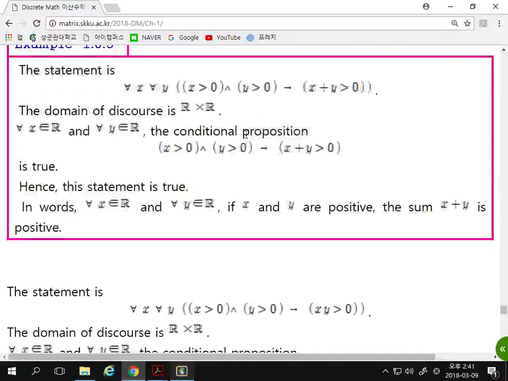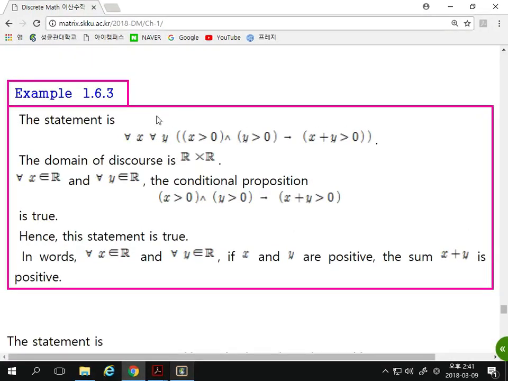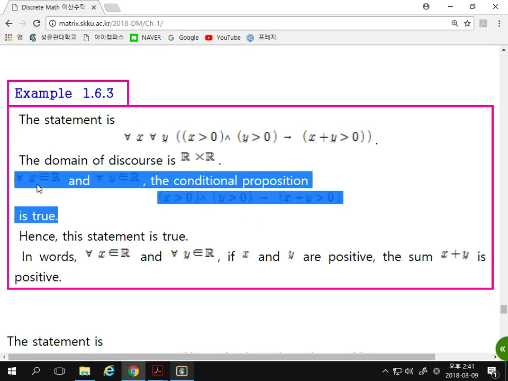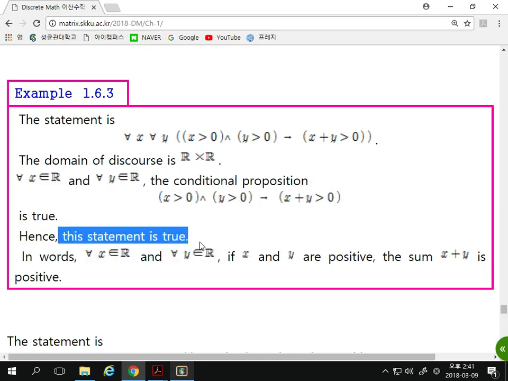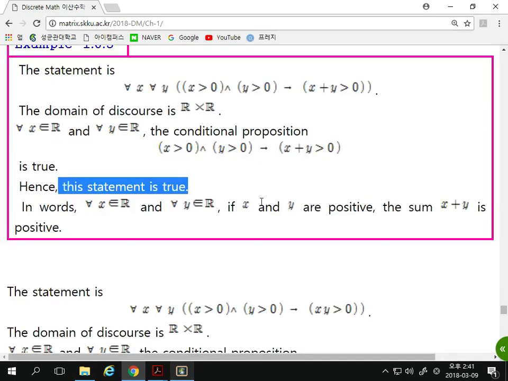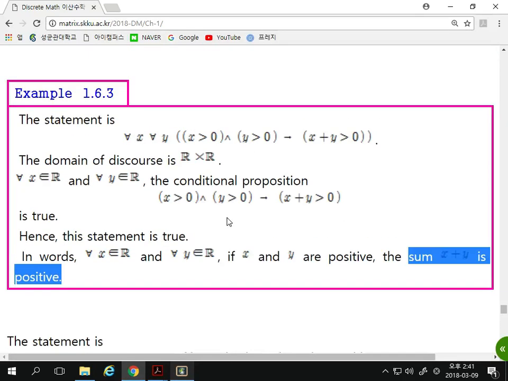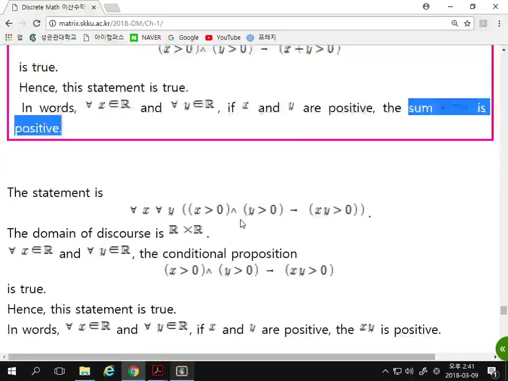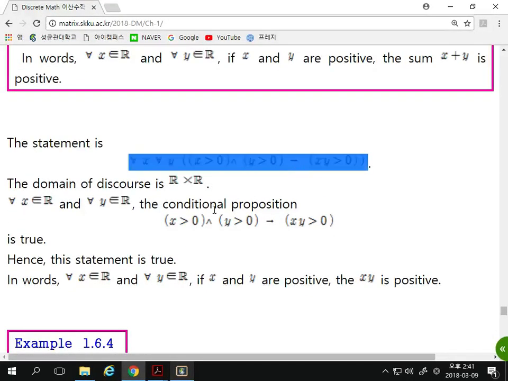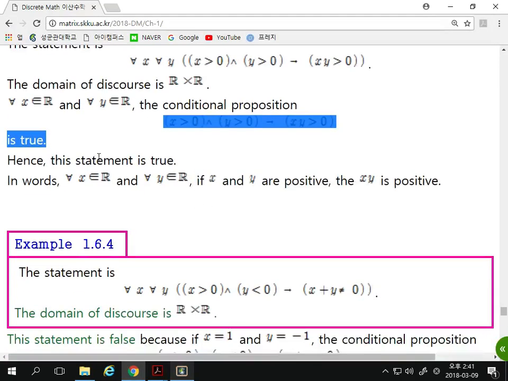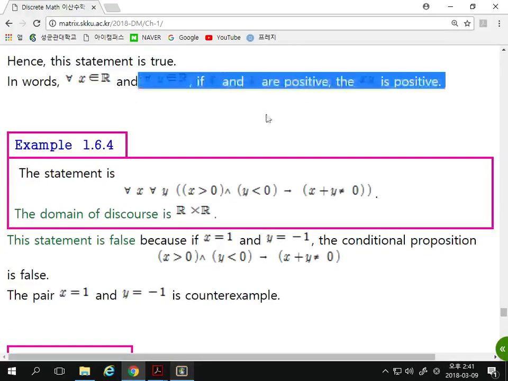Anyway, next, example 1.63. The statement is this. The domain of discourse is the Cartesian product of R and R. Then the conditional proposition is this. If this is true, hence this statement is true. In other words, what that means is if x and y are positive, then x plus y is positive. So this is the other way of writing it that we mentioned. And yes, the statement is true.